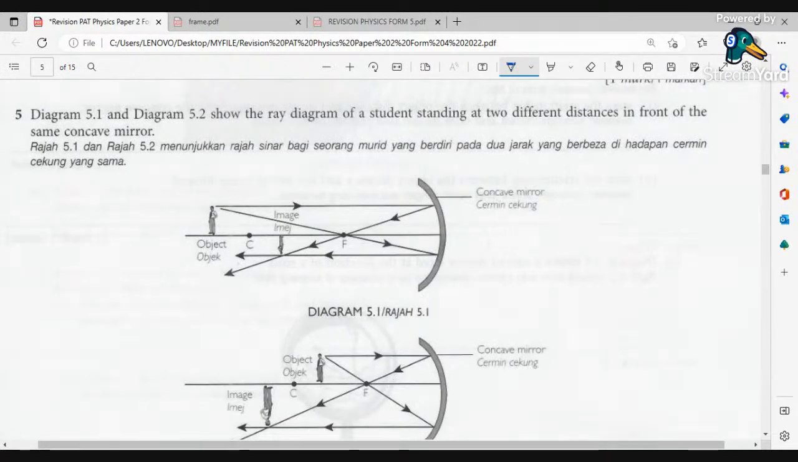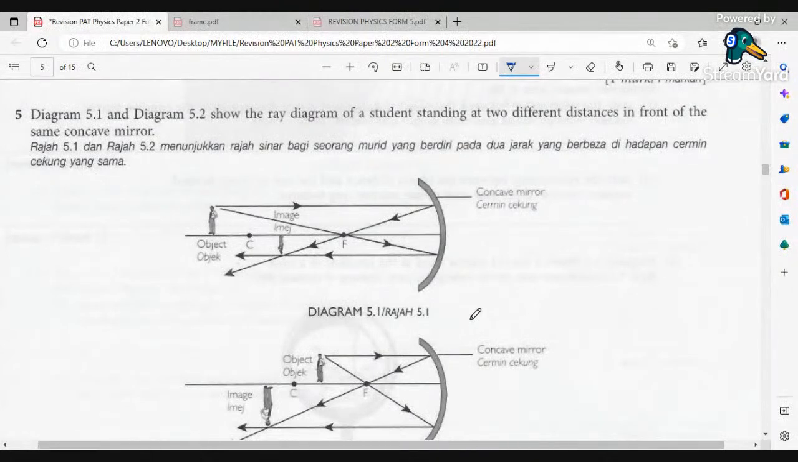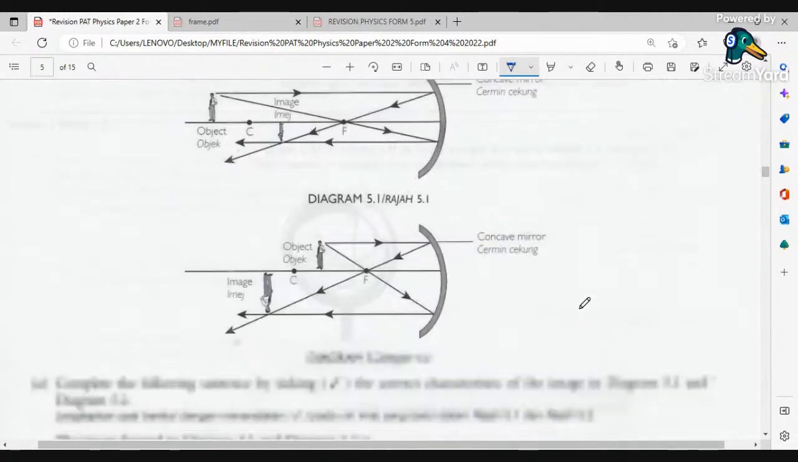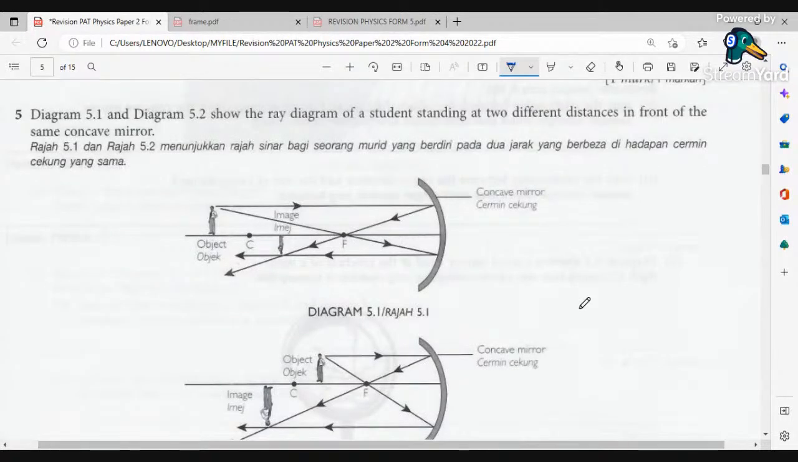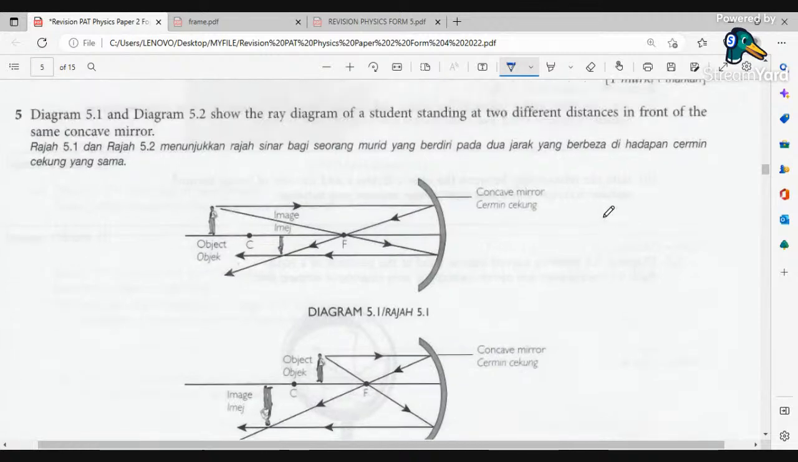Okay, question number 5. Diagram 5.1, 5.2 show ray diagram of students standing at 2 different distances in front of same concave mirror. Okay, concave mirror ini. Concave mirror of focal point and the center of curvature is real. We call it converging mirror.